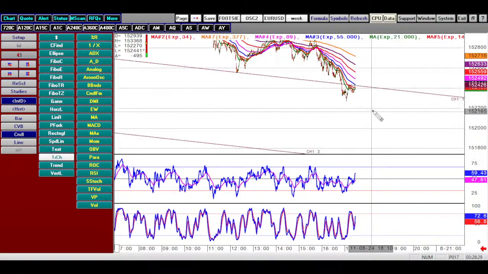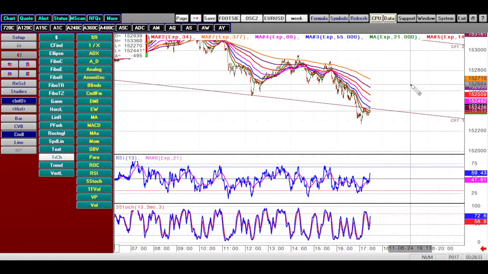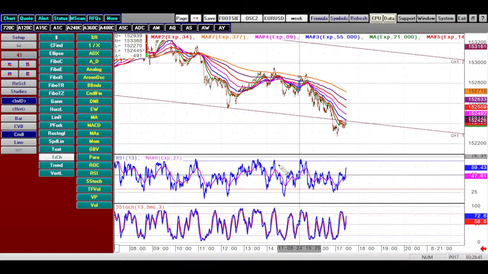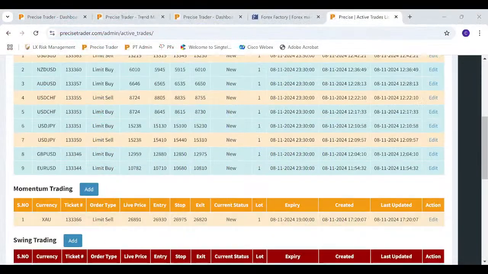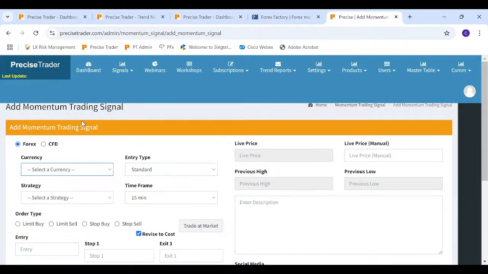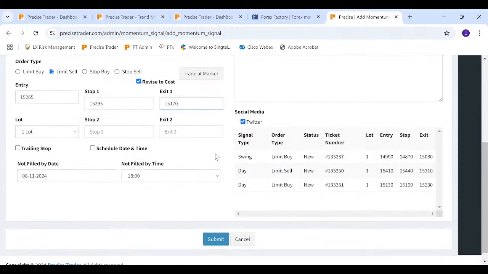Okay, we should see about 15170 as target. So we'll try to sell at 15265. Stop at 15290 and TP at 15170. And this is again a momentum trade. Okay, 15265, 15295, and TP is 15170.